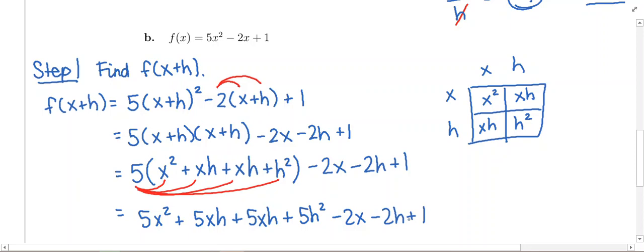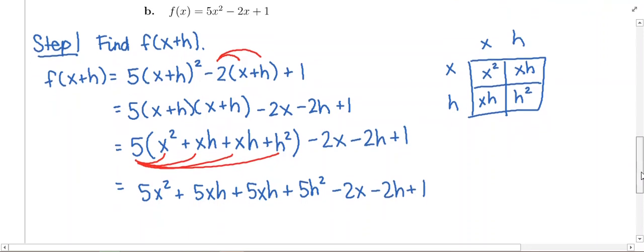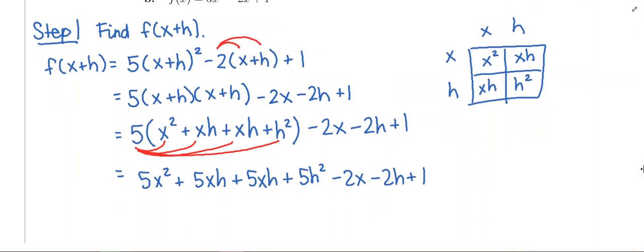The only other thing we can do to simplify here is to combine like terms. Remember, that means you have to have the exact same variable pieces, or you can combine numbers with numbers. So the only things here that look alike are the xh pieces. You have 5 xh's here and you have 5 xh's here. So if you combine them, you're going to get a total of 10 of them.